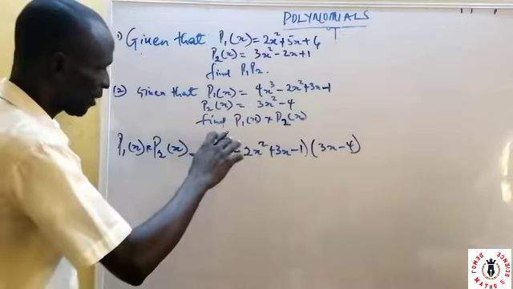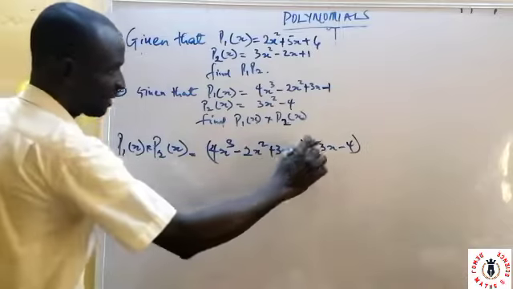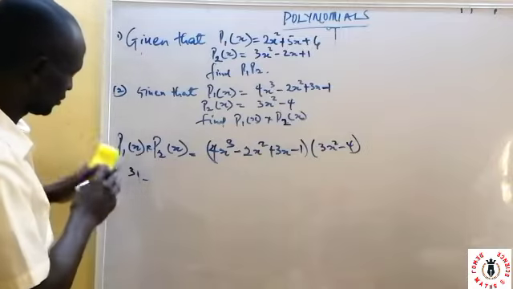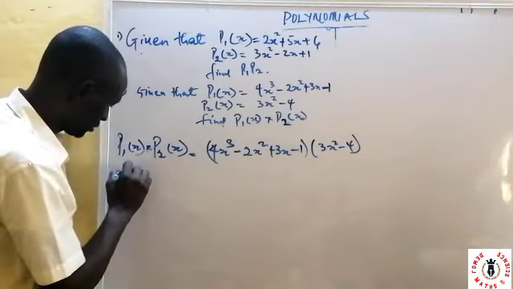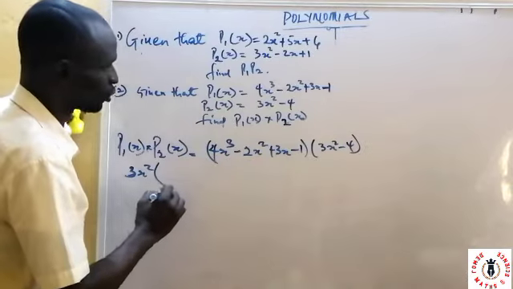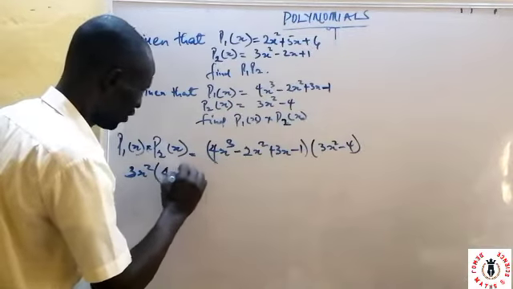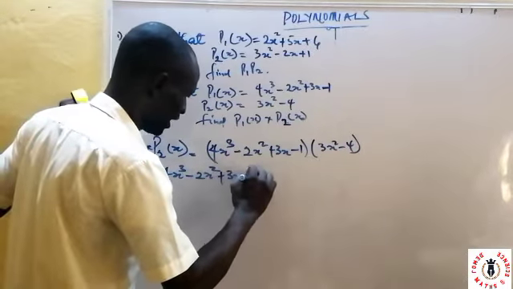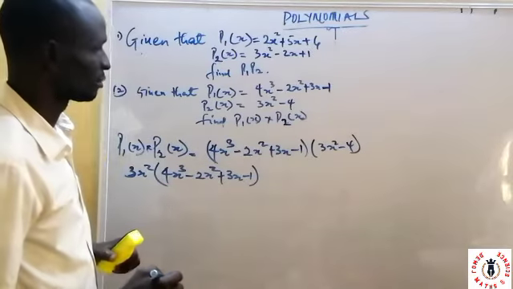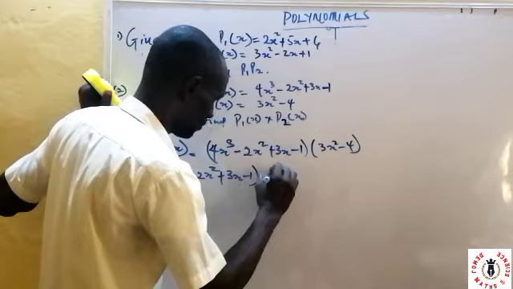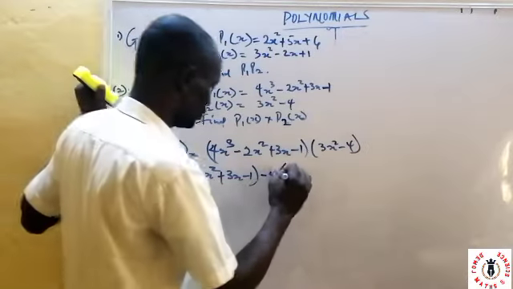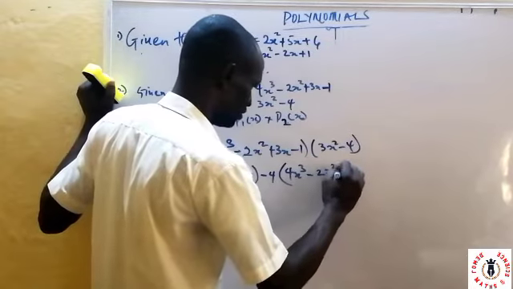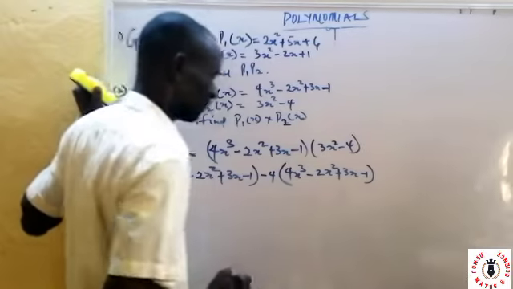Now, from my expansion method, I have 3x squared into 4x raised to the power 3 minus 2x squared plus 3x minus 1, minus 4 into 4x raised to the power 3 minus 2x squared plus 3x minus 1.